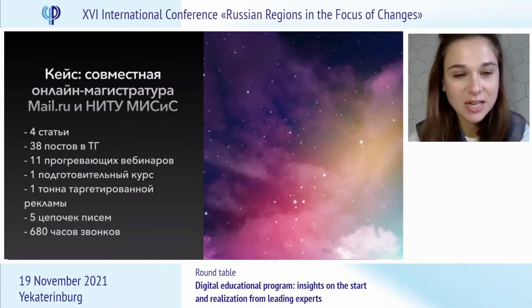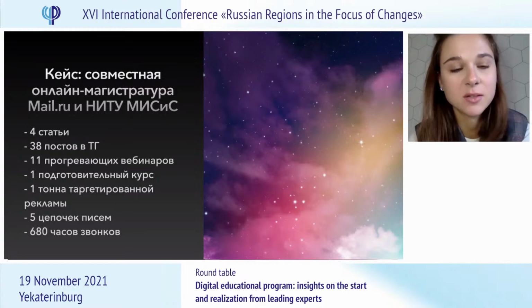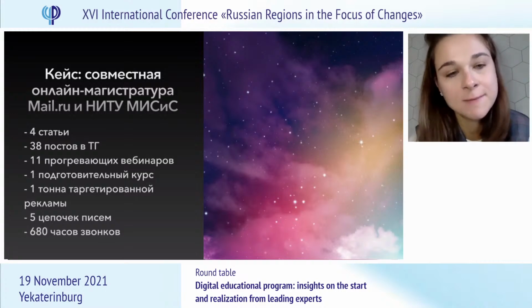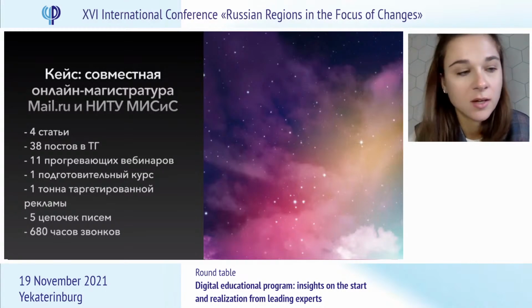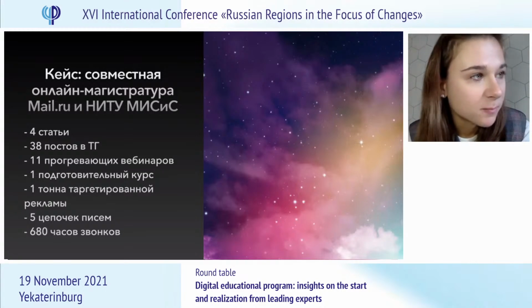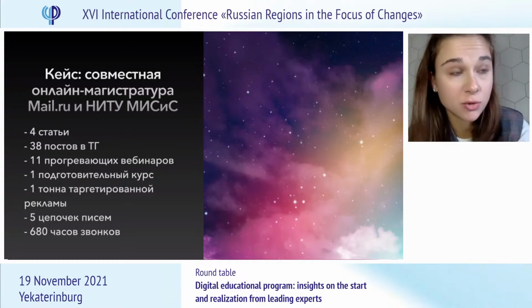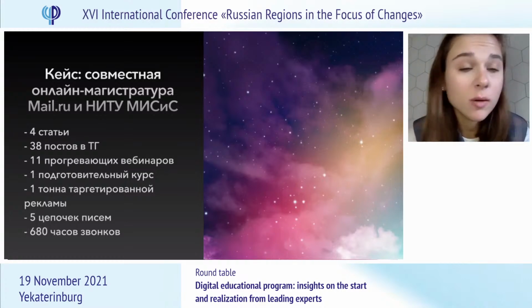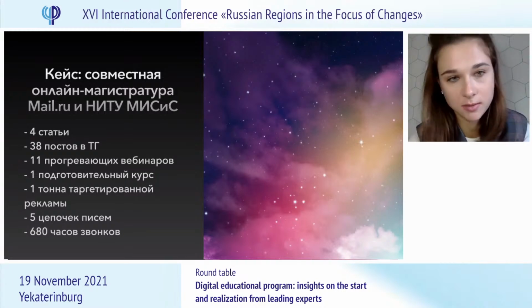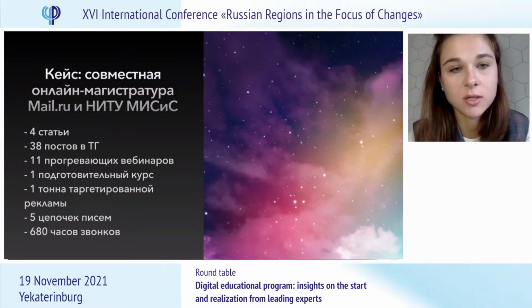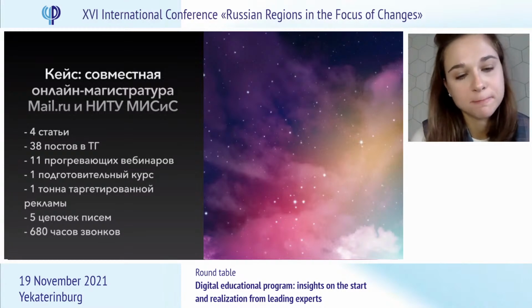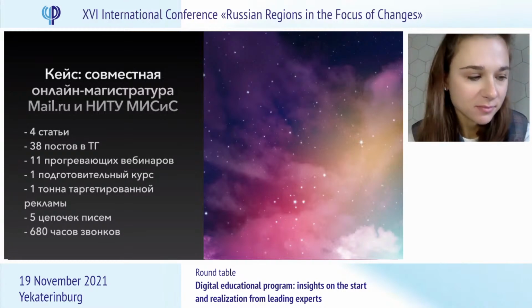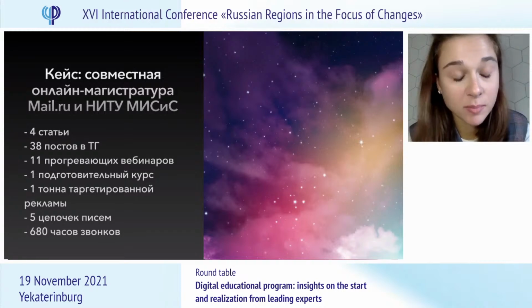So I included the numbers here, but I didn't write the number of months. It took 6.5 months promoting a single master's program. Eventually, 102 people enrolled and started learning, which is quite a lot for a master's program in Russia. Usually it's 15, 20 people. So we had 5 times more.